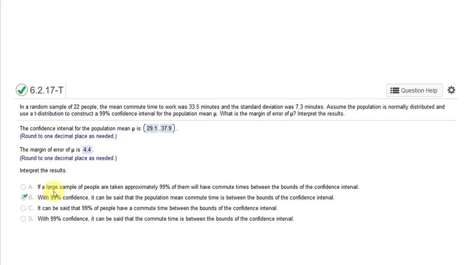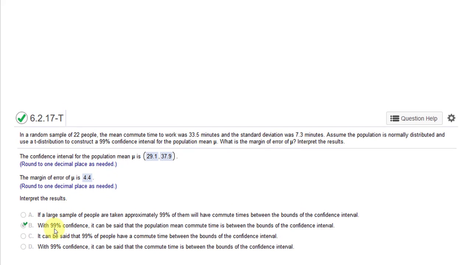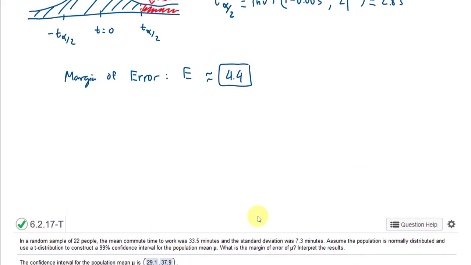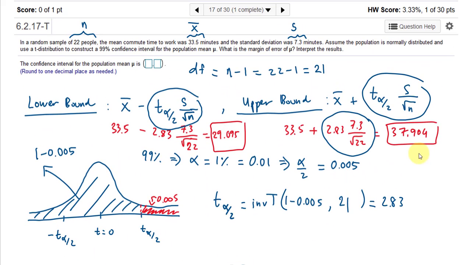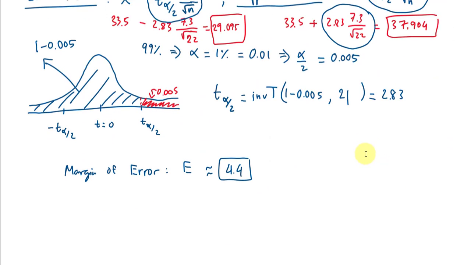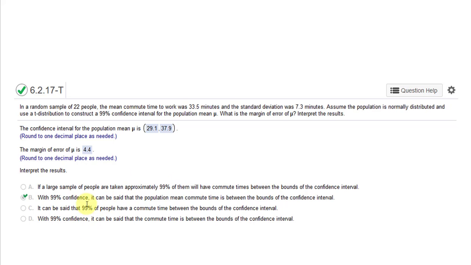Now the conclusion is that with 99% confidence, it can be said that the population mean commute time is between the bounds of the confidence interval, between these two values in minutes, the lower and the upper. And that is the end of this problem.